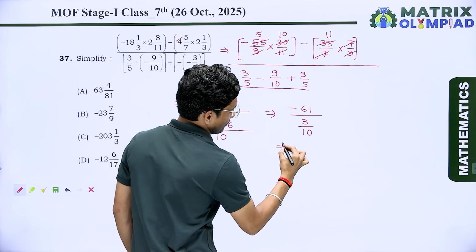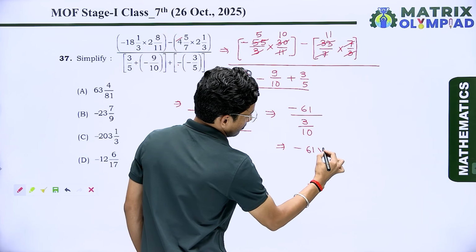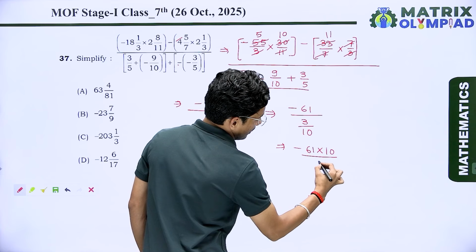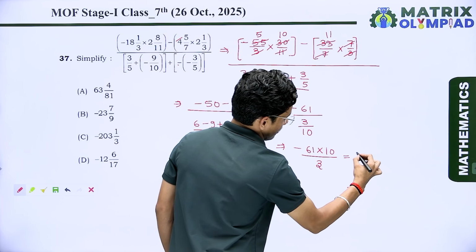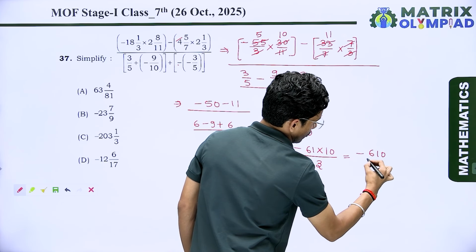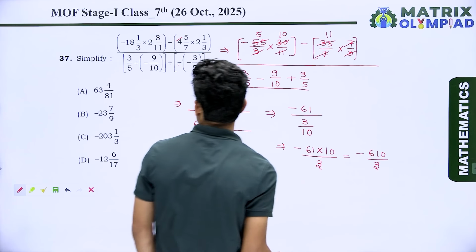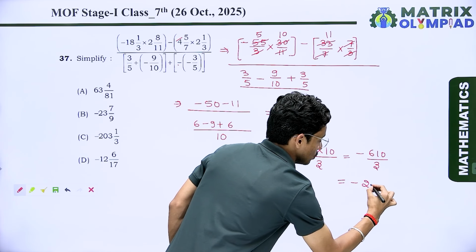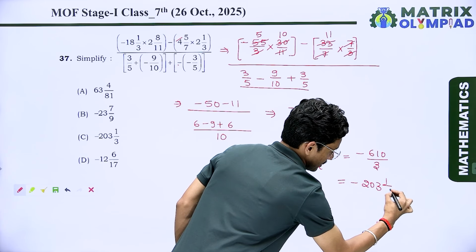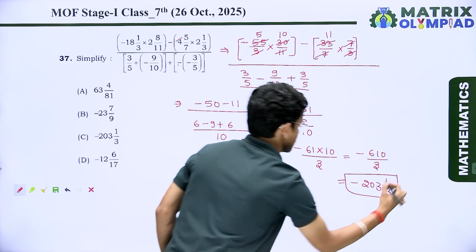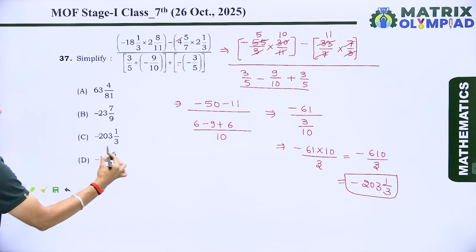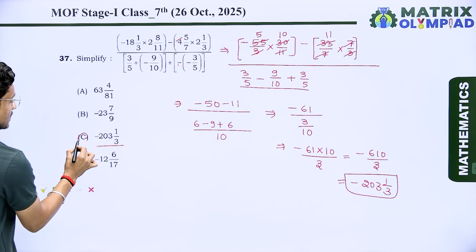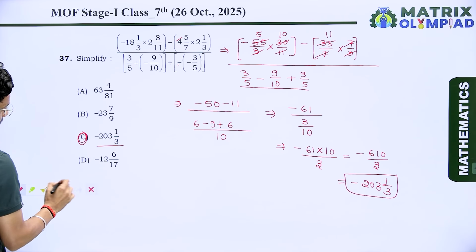So I can write minus 61 multiplied by 10 divided by 3. So here I can say minus 610 upon 3. When I simplify it, I can write minus 203 and 1 by 3. This is the correct answer. So check, minus 203 and 1 by 3. It means option number C is the correct option.